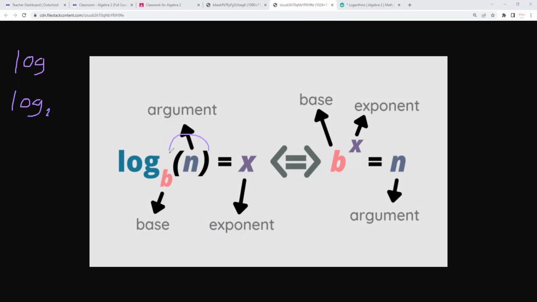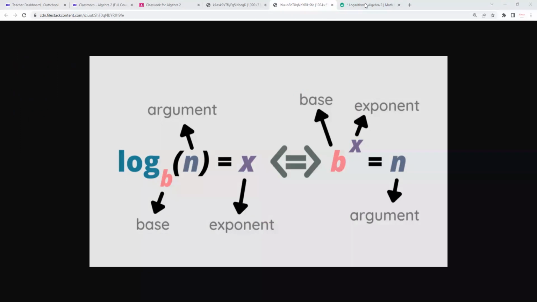The argument is what's here. So if you see something like log 13, this is the argument. And then they're always equal to the exponent if they have an equal sign. These can be rewritten in exponential form. So this is the base, this is the exponent, and this is what it's equal to.